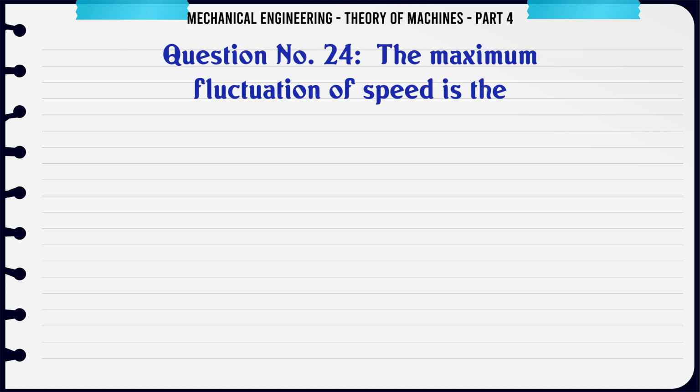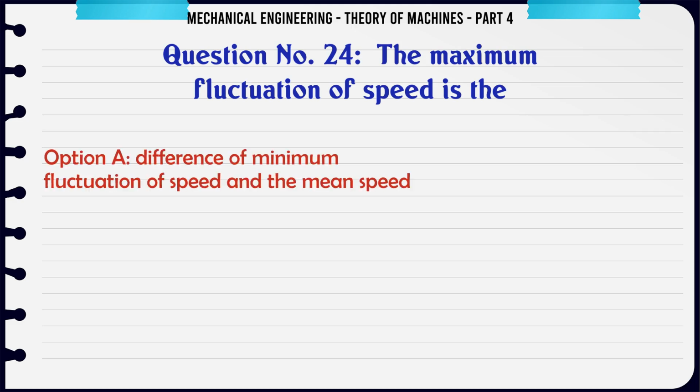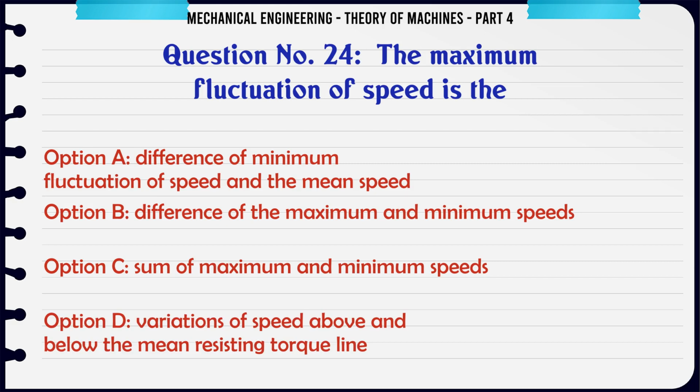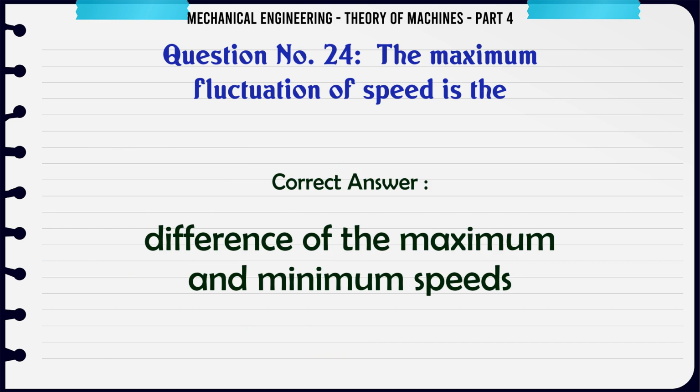The maximum fluctuation of speed is the A difference of minimum fluctuation of speed and the mean speed, B difference of the maximum and minimum speeds, C sum of maximum and minimum speeds, D variations of speed above and below the mean resisting torque line. The correct answer is difference of the maximum and minimum speeds.